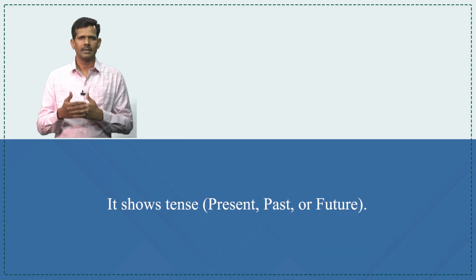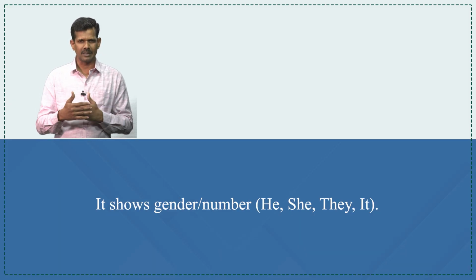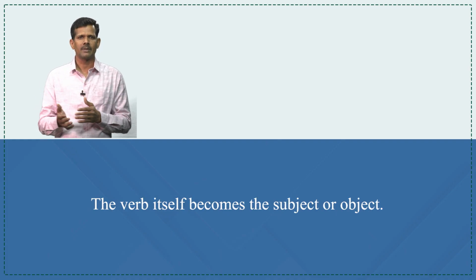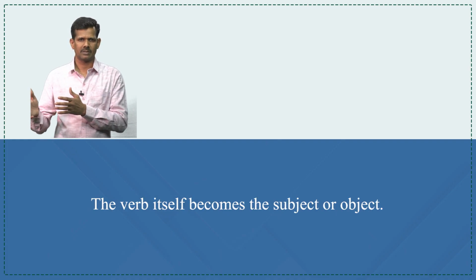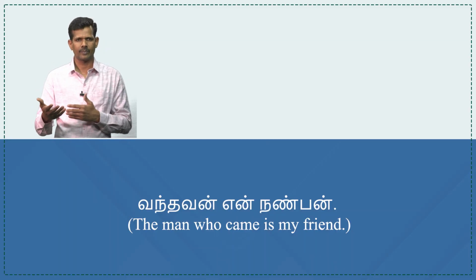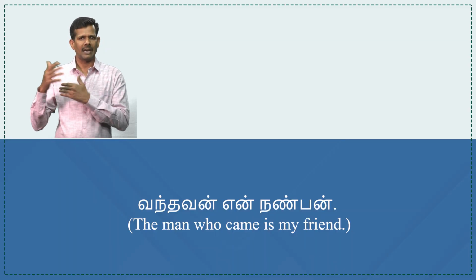Now we will see the major characteristics of participial noun. It shows tense. It shows gender and number. The verb itself become the subject or object. For example, வந்தவன் என் நண்பன். The man who came is my friend.